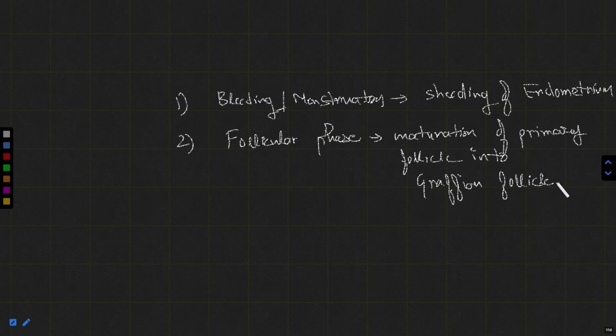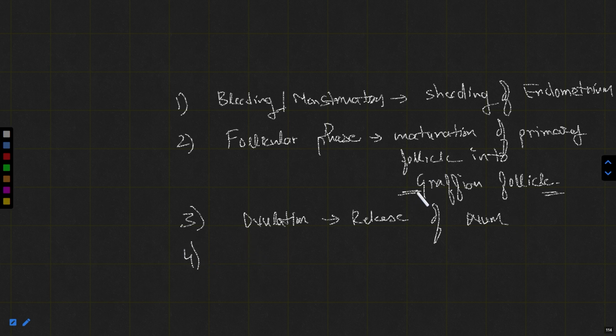Then third one is the luteal phase, or you can say you can add ovulation also here. So this Graafian follicle will rupture and there will be the release of the ovum. Then what happens? After the rupture of the Graafian follicle, the remaining structure gets transformed into the corpus luteum. So next is the luteal phase.